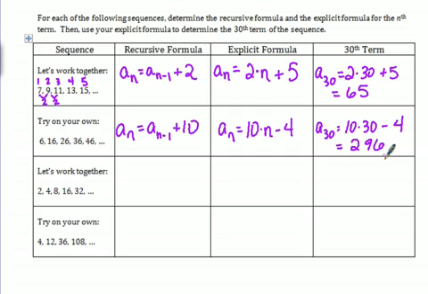Now let's try this next sequence together. It's a different type of sequence. If you'll notice, what is the pattern here? It looks like maybe we're adding 2, but that doesn't work here. We're actually multiplying by 2 every time. This is times 2 each time to get the next term in the sequence. So my recursive formula is pretty easy. We're just doing 2 times the previous term. In order to find A sub n, I multiply 2 times whatever my previous term is.